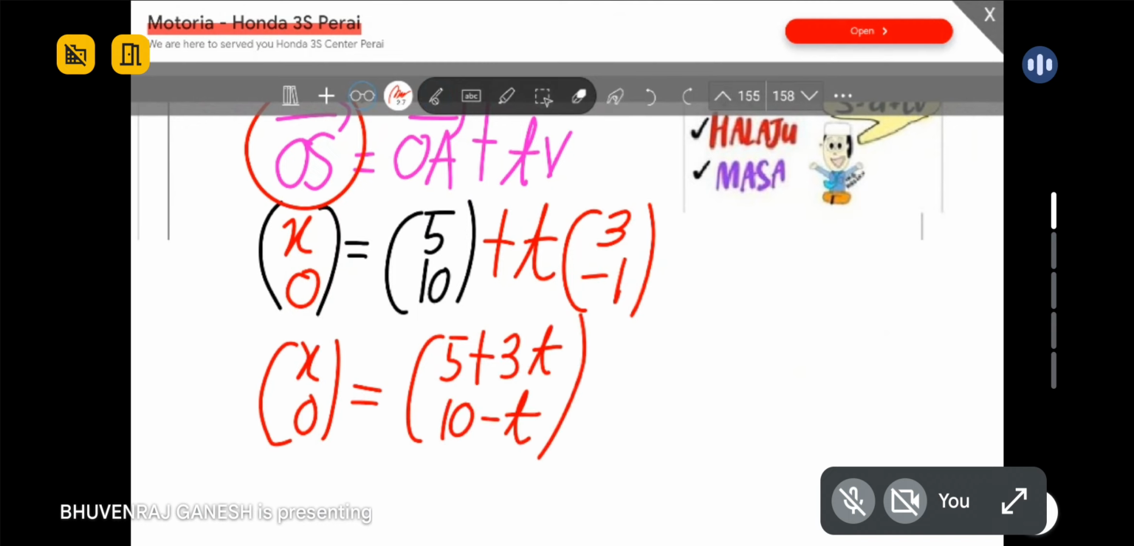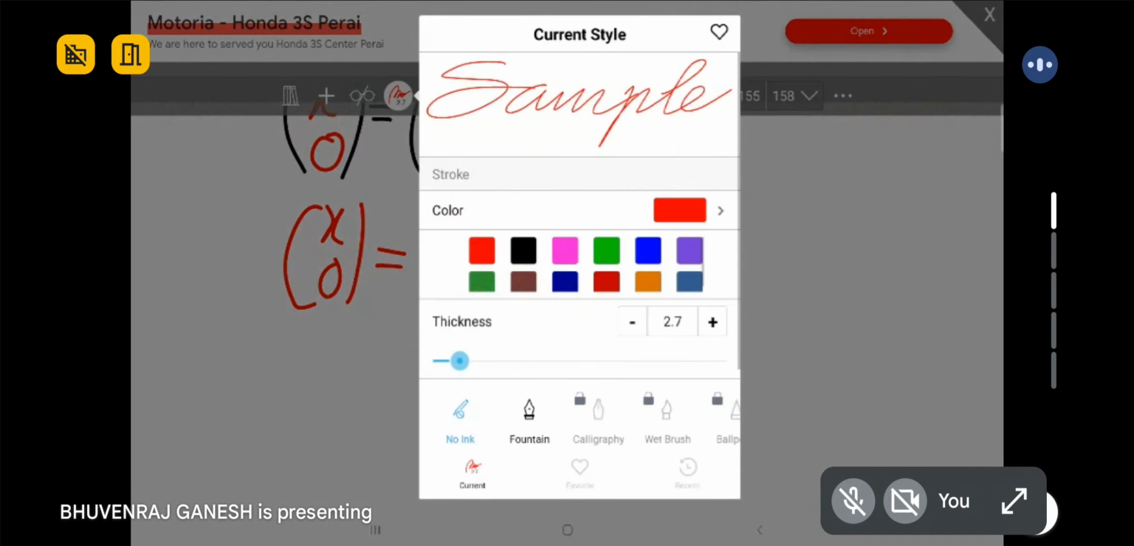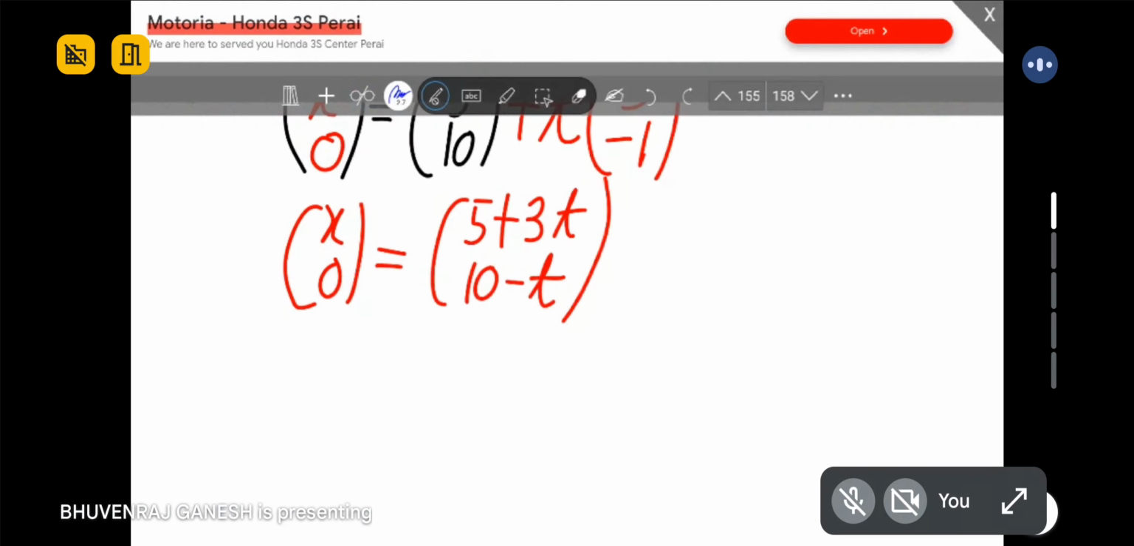Am I right? So, what concept, guys? You guys learn matrix, right? So matrix tells you what? You can compare the same row and same column. Bandingkan lajur dan baris yang sama.